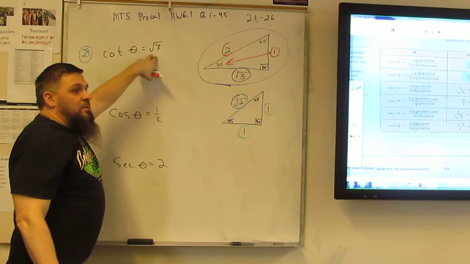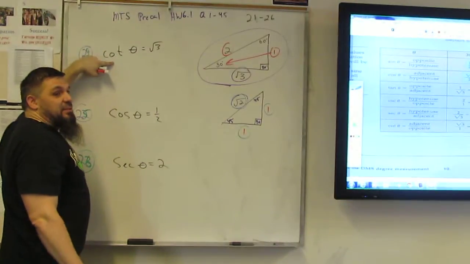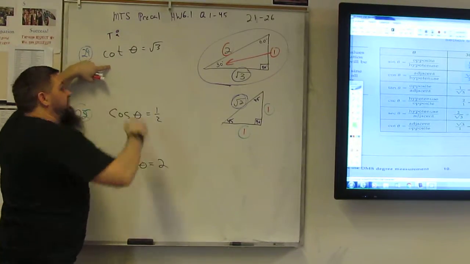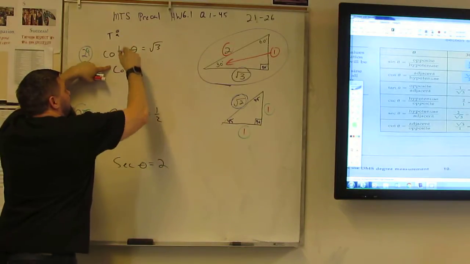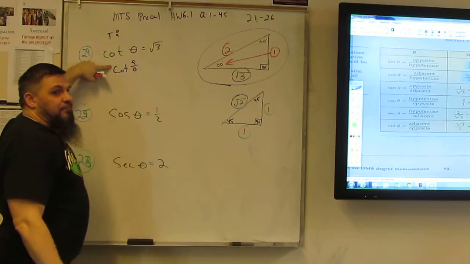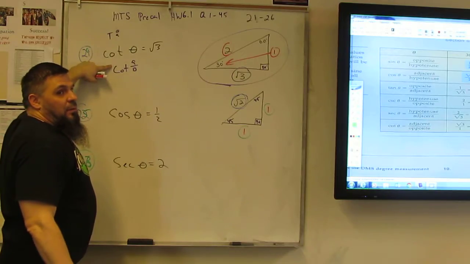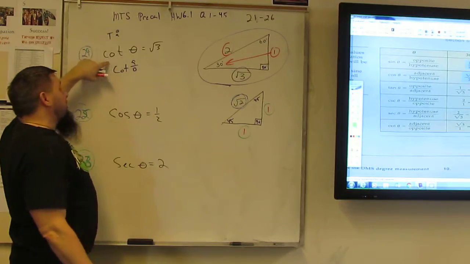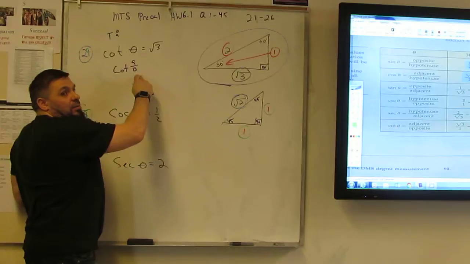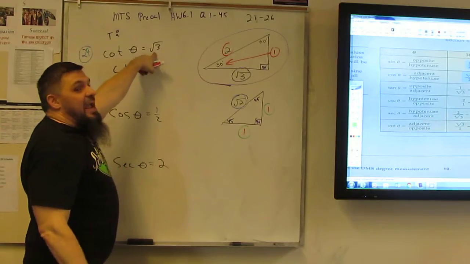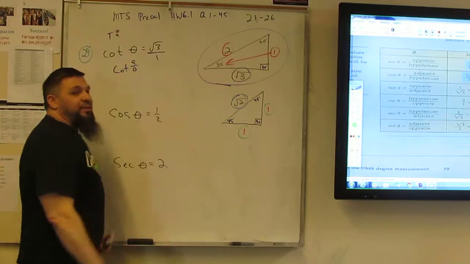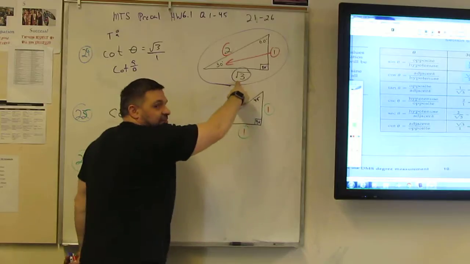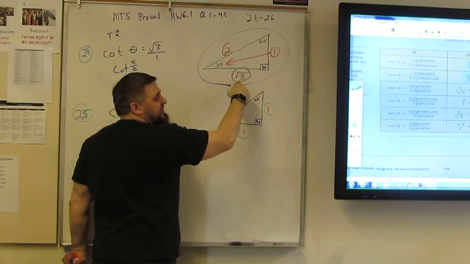But I need to understand what cotangent is. Cotangent goes with tangent, TOA, but it's the opposite of TOA. Tangent is O over A, but we're talking about cotangent, which means A over O. So we want this to be adjacent, because we want it to be over 1. So what is this adjacent to? 30.